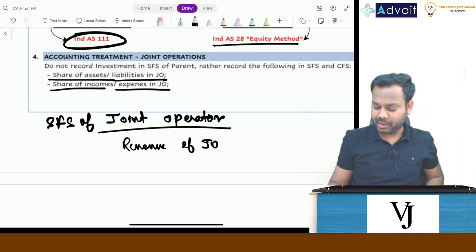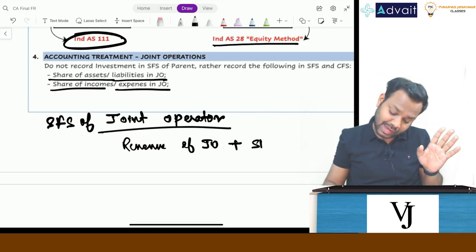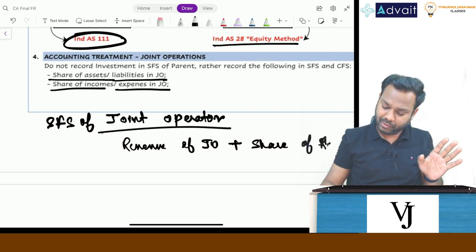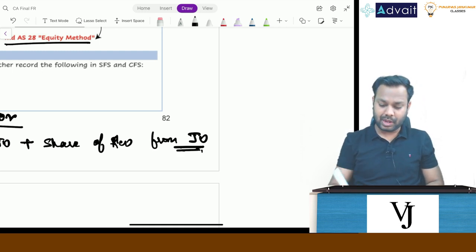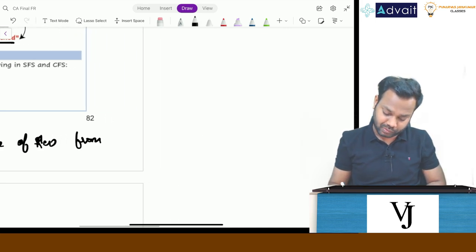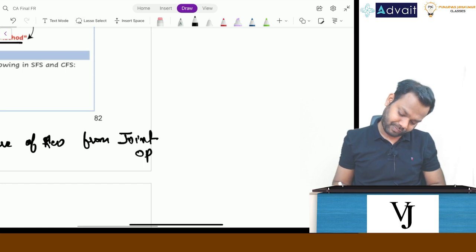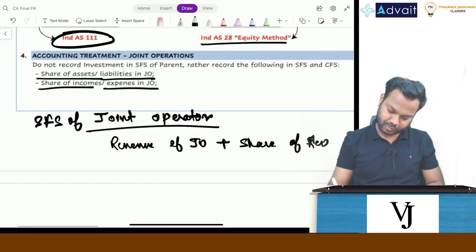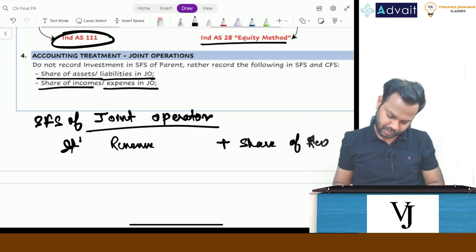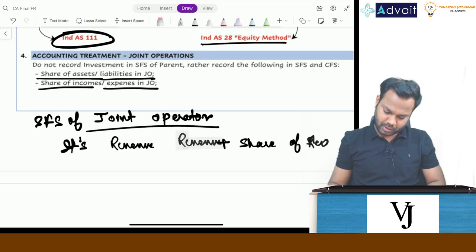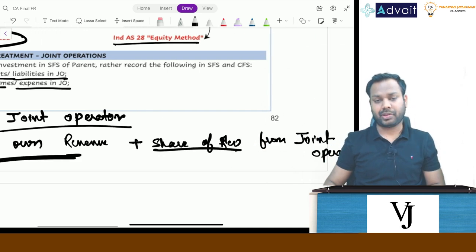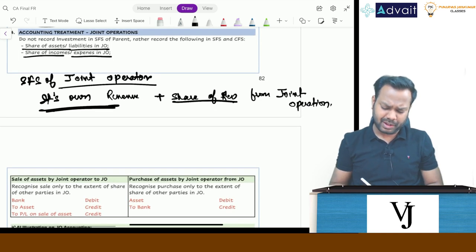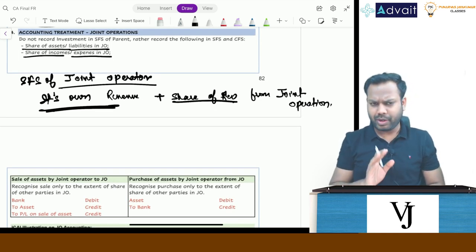of a joint operator, basically the standalone revenue of the joint operator, plus share of revenue from joint operation. I'll write it in full here because JO could be joint operator or joint operation, so you might get confused. Its own revenue plus share of revenue from joint operation is what they will record. Similarly for expenses also, similarly for assets also, similarly for liabilities also. Don't worry, we'll take up a question and explain that also.